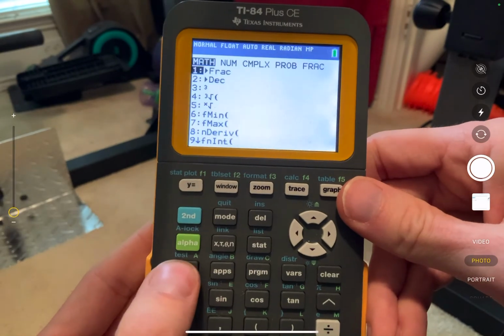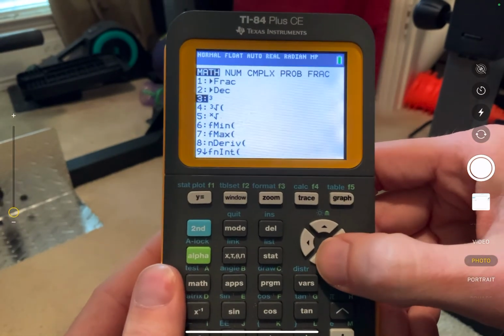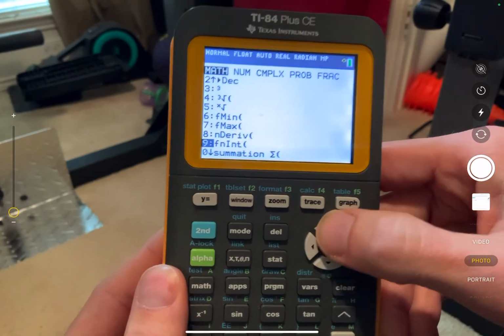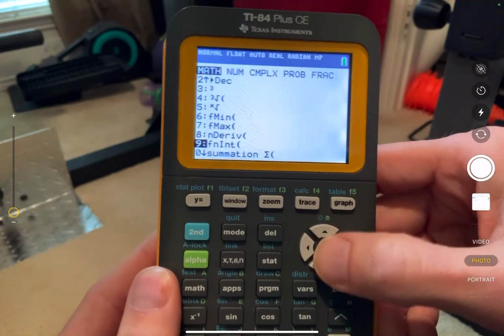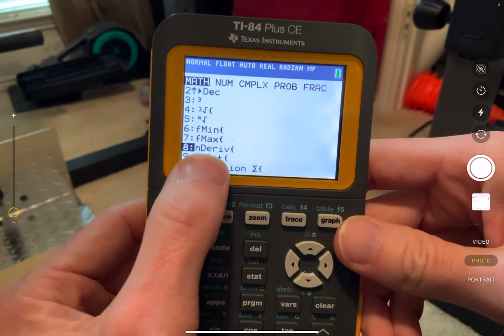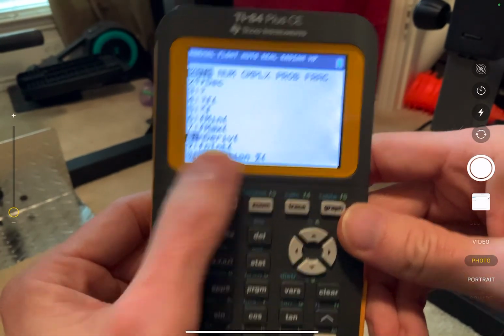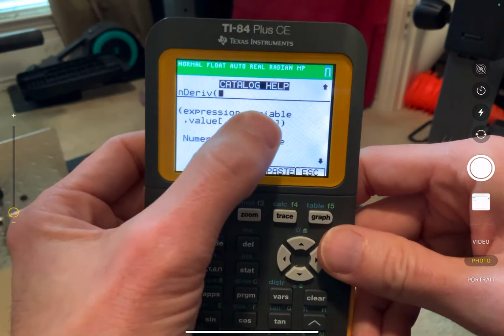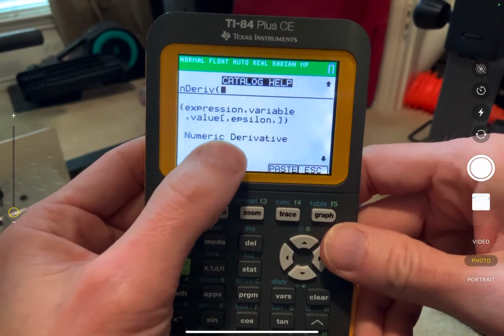If I scroll down here, number 8 and number 9, those are our two that we care about in calculus. We haven't actually used nDeriv parentheses. Let's see what that does. I'm going to hit the little plus sign. It says, put in an expression, and it gives us a numeric derivative.